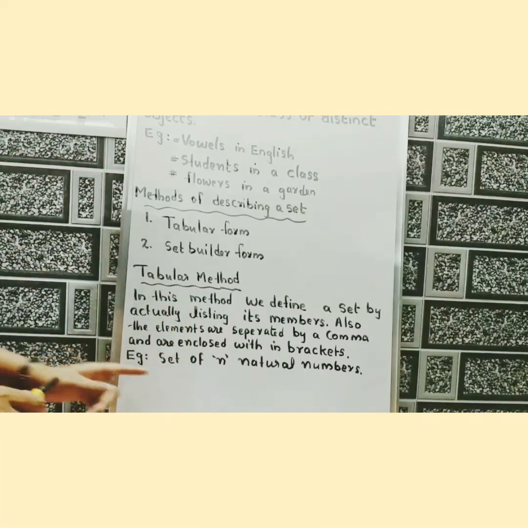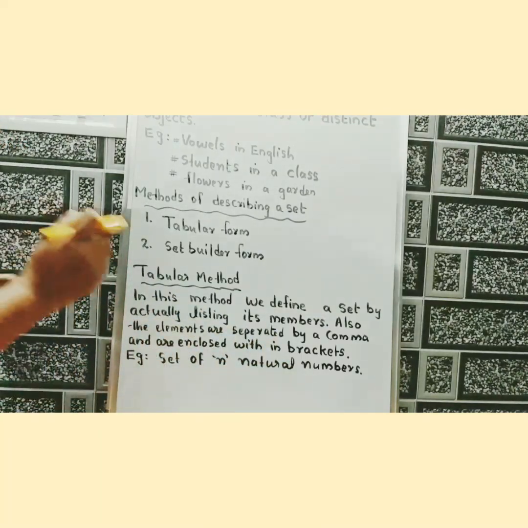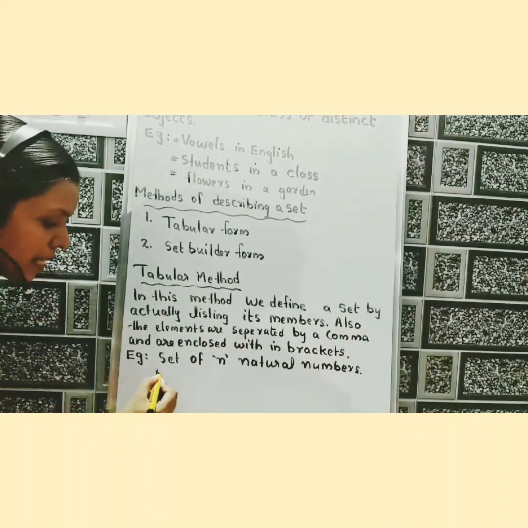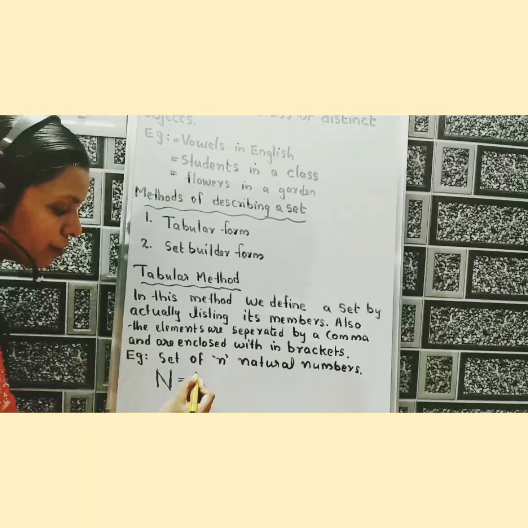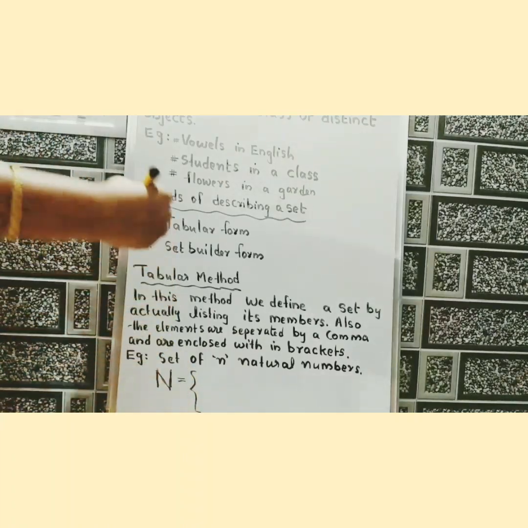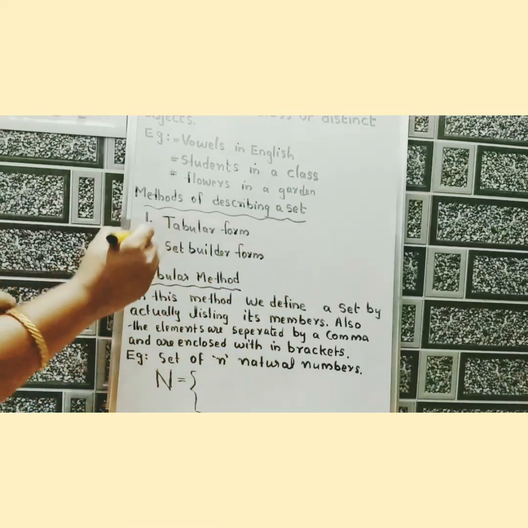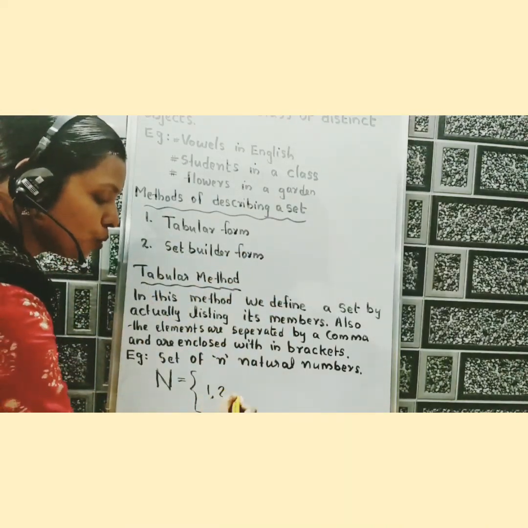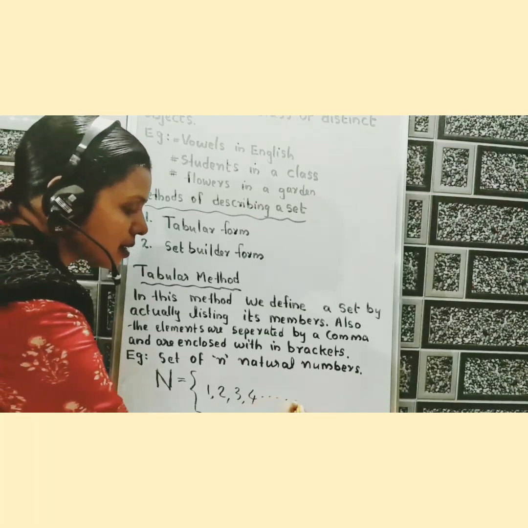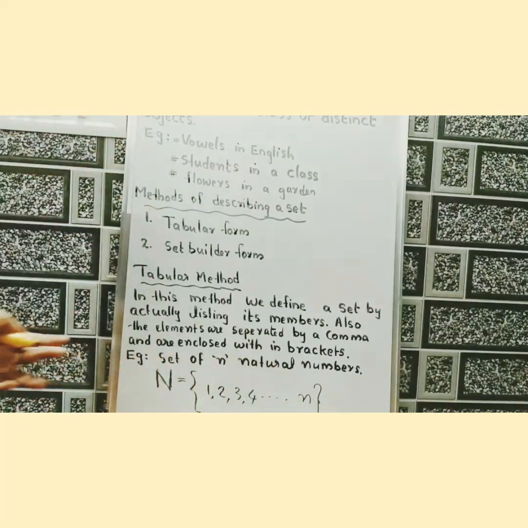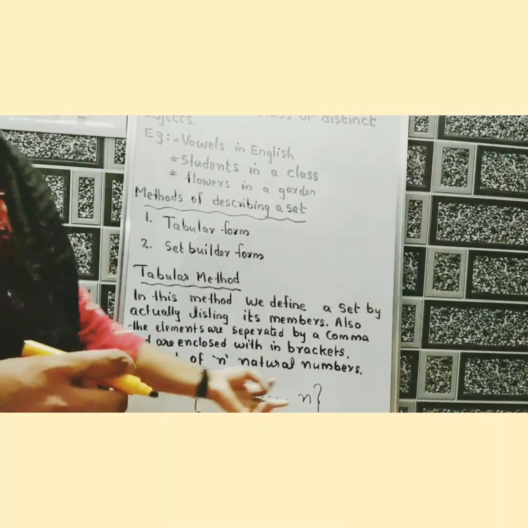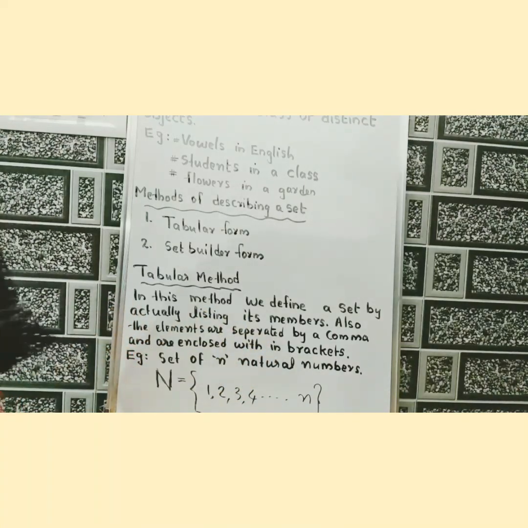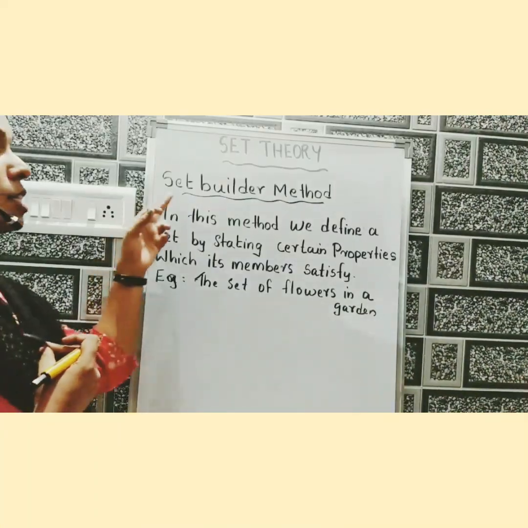For example, the set of n natural numbers. In the roster method, we represent it as capital N. We give the name for the set first, that is, capital N is equal to, using a bracket, and then list the numbers. The set of n natural numbers means 1, 2, 3, 4, etc., up to n. In the roster method, the elements are separated by a comma and enclosed within a bracket.